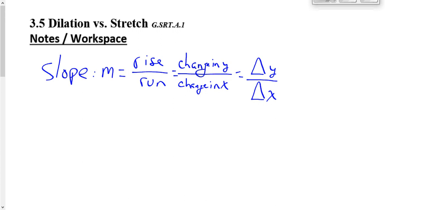Delta y over delta x, the difference in y over the difference in x, right? So if you have two points, x1, y1 for the first point and x2, y2 for the second point, how do you find the difference in the y's? What operation? Like the difference between 7 and 9, what do you do? Subtract, right? So you take y2 minus y1. That's your change in y. Over what?